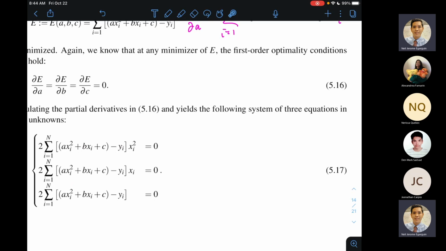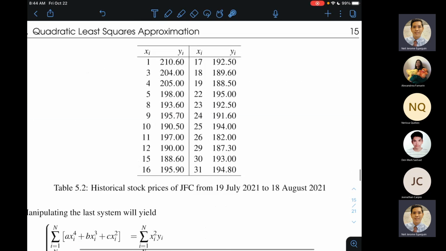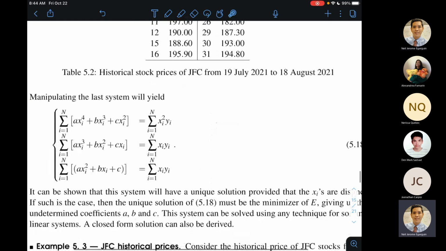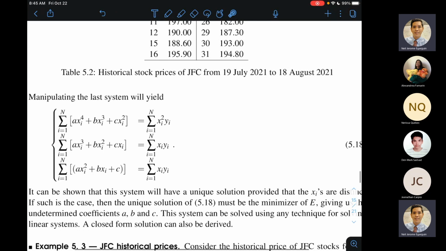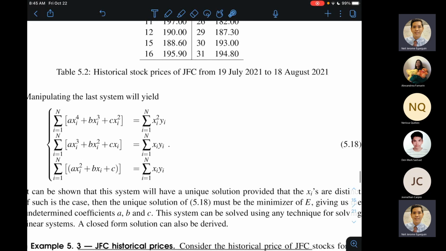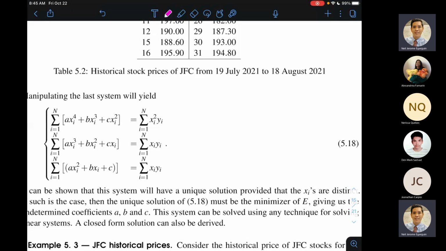Now, I think what I can do next is to manipulate that equation 5.17 a little bit further, and then transfer all those with constants on the right-hand side. I'll get equation 5.18. No, kahapon sa lecture, we discovered there's a typo here. So kindly correct the third equation. Dapat ito ay summation ng y sub i lamang.